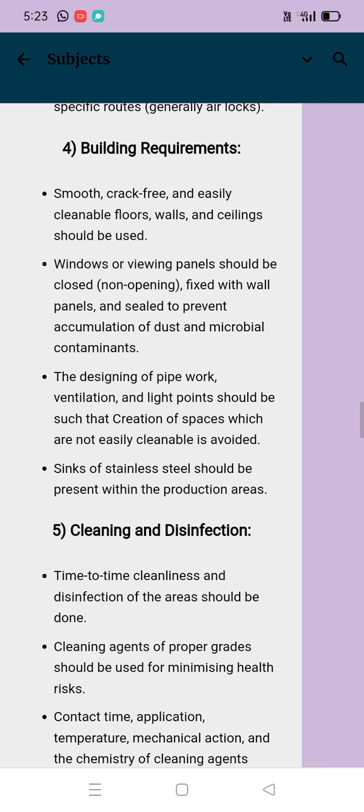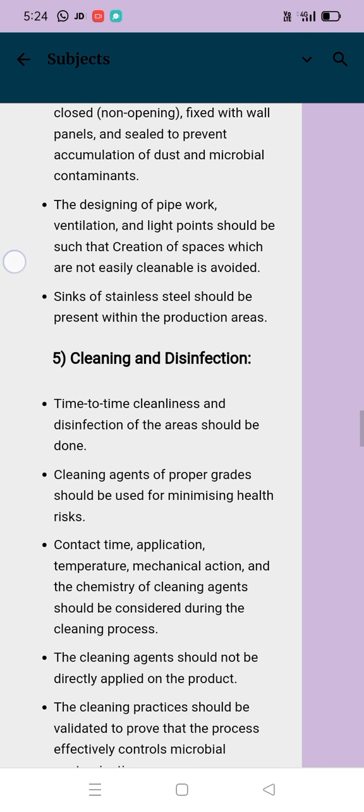And building requirements: all the buildings should be crack free, clean floors should be there, and walls and ceilings should be smooth, and windows and viewing panels should be closed, fixed with wall panels and sealed to prevent accumulation of dust. And in the designing of pipe work, through pipes only we are going to send the materials from one area to another area, so pipeline work, ventilation and all these will be very clean and neat. And sinks of stainless steel should be present within the production areas.